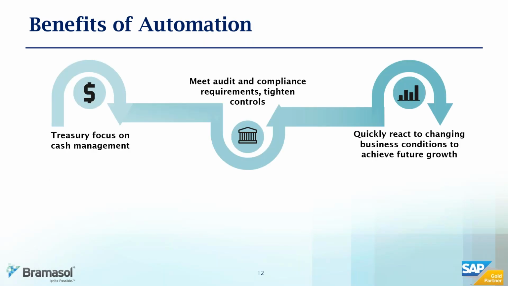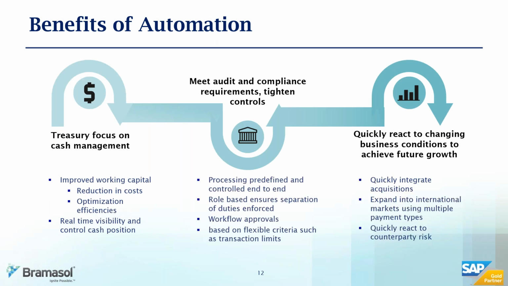So we talk about automation. Yes, this is an interesting one because when you're looking at the benefits of the automation, as we spoke to, it's not just about the standardization and streamlining. Now we're automating. So with this automation of the straight-through processing, Treasury now has their focus on their cash management. They have real-time visibility, as I just talked about. We're able to quickly react to the changing business conditions to achieve future growth.